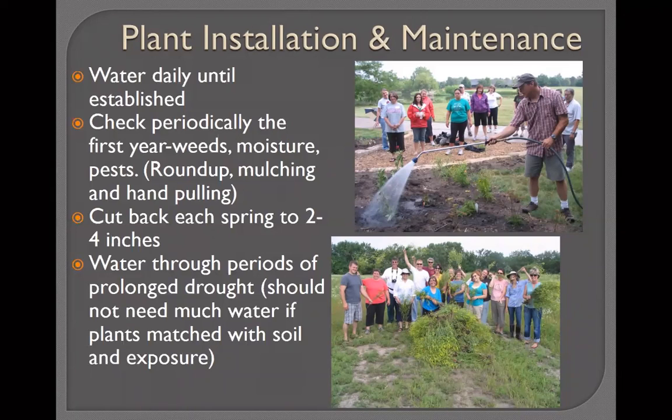And we'll be doing that here at the Arboretum with some of our flower beds in the next few months, cutting our flower beds back to 2 to 4 inches. Water through periods of prolonged drought. Again, it takes at least 2 years, maybe 3 to 5 years for those root systems to be developed. So for those first couple years, you may have to give periodic water.